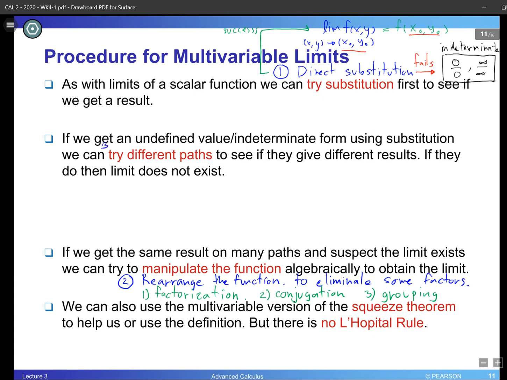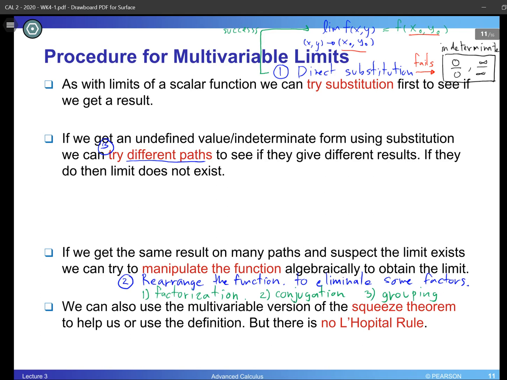Oh, by the way, I'm sorry about the order of this 1, 2, 3. Number two is supposed to be the second item of this slide, but I don't know why it appears on the third one. So let's take a look at number three. Number three is to try different paths. So number one, try substitution. Okay, fail. You got something indeterminate. Then you move to number two. You try to rearrange everything the best that you can, but it turns out that I cannot get any cancellation in my function. So that's when I move to this number three.